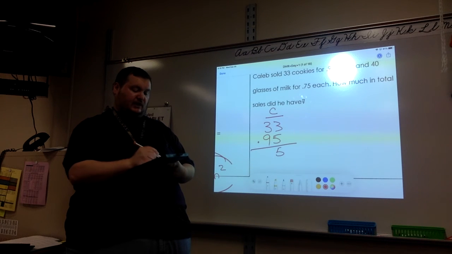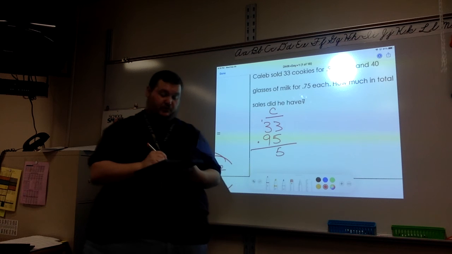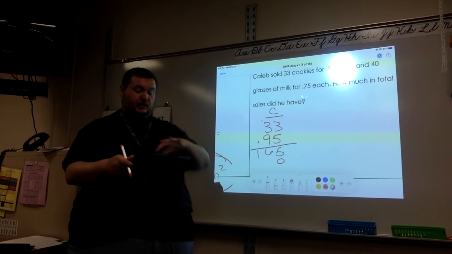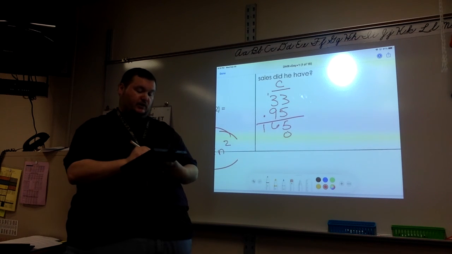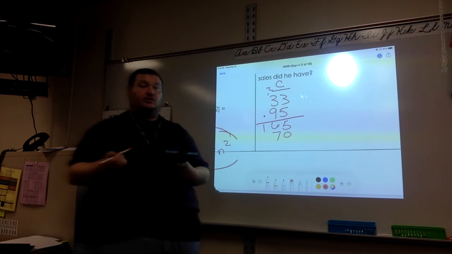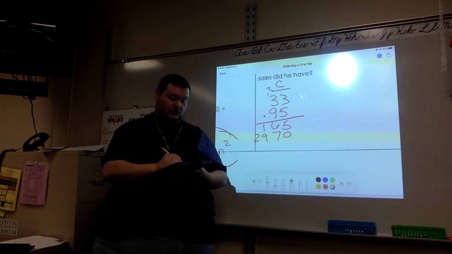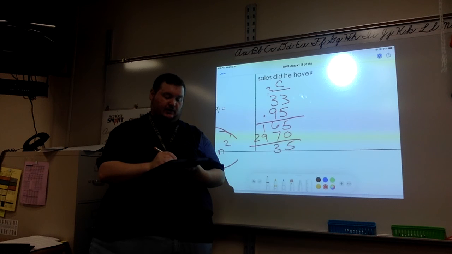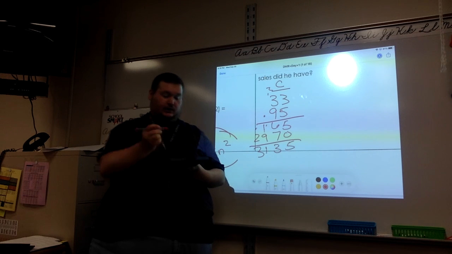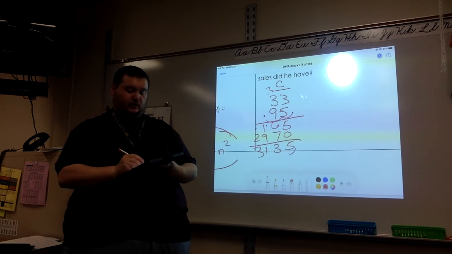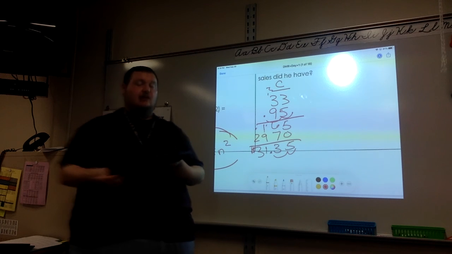5 times 3 is 15, carry your 1. 5 times 3 is 15, plus 1 is 16. Put your 0 at the bottom here. 9 times 3 is 27, carry your 2. 9 times 3 is 27, plus 2 is 29. 5, 13, 11, 3. 1, 2 decimal movements. The cookies, he made 31.35.